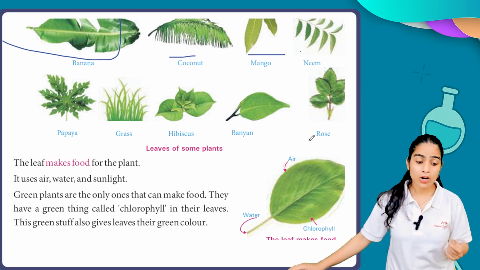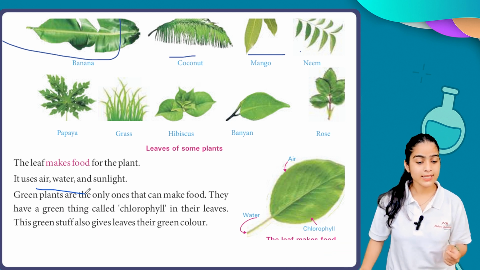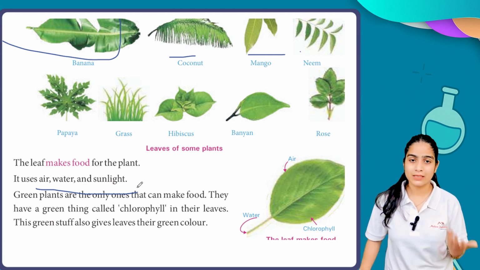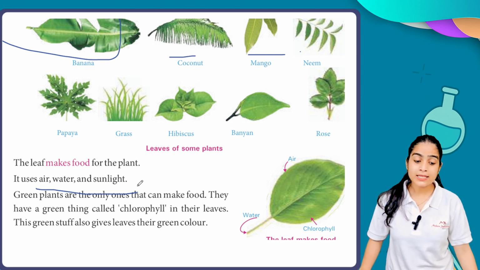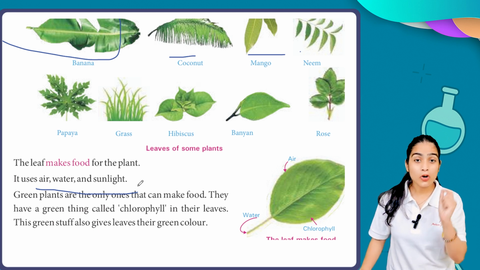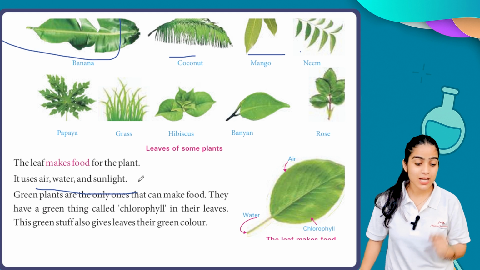Is your air, water and sunlight. So these are the things we need to make food for the plant, not we leaves. Okay, green plants are the only ones that can make food. They have a green thing called chlorophyll in their leaves. This green stuff also gives leaves their green color too.